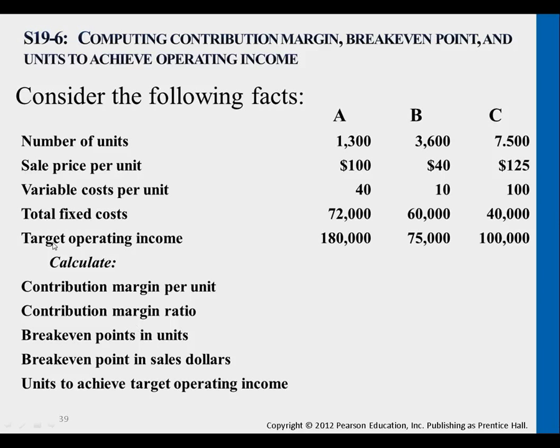We have number of units, sales price per unit, variable cost per unit, and total fixed cost, as well as target operating income. So we have some of this operating income right here for A, B, and C, right? Does not matter what A, B, and C stand for. We know that as for A, we're producing 1,300 units, and we sell it at $100 per unit. Our variable cost is 40, and our fixed cost is 72,000.